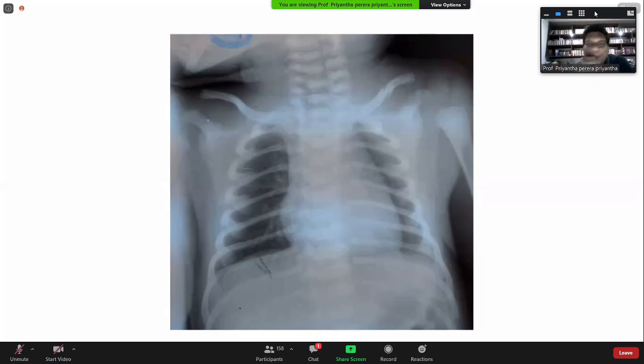Just look carefully. So asymmetrical Moro reflex, due to what? Due to clavicular fracture. Good. There's a left-sided clavicular fracture. There's a clavicular fracture on the left side, right?